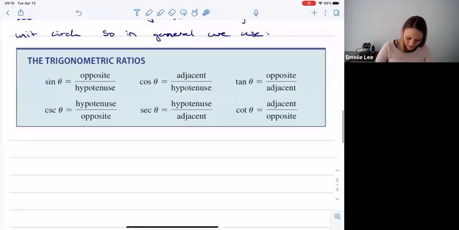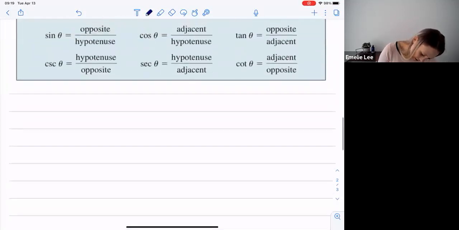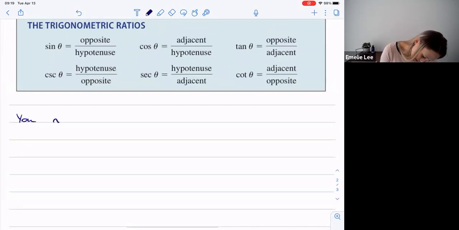Some of these might feel familiar, right? Sine is opposite over hypotenuse, that's the SOH, and then cosine is adjacent over hypotenuse, CAH, and then tan is opposite over adjacent, TOA, right? So SOHCAHTOA, you might remember.